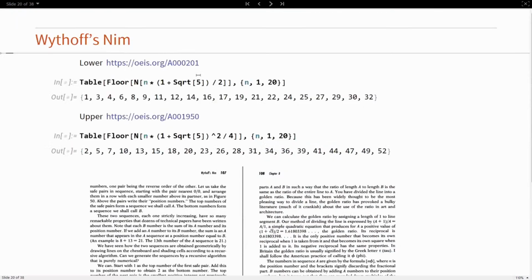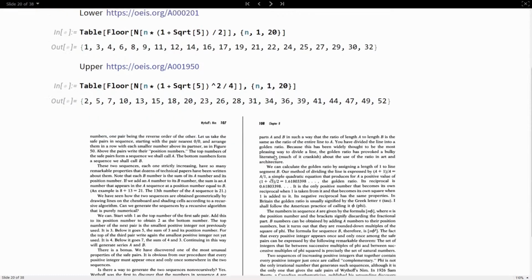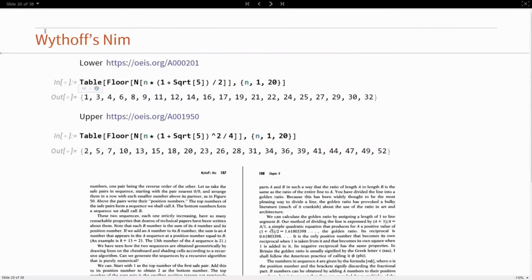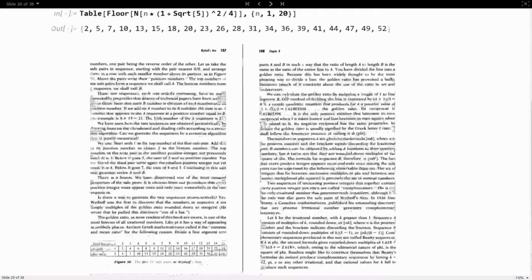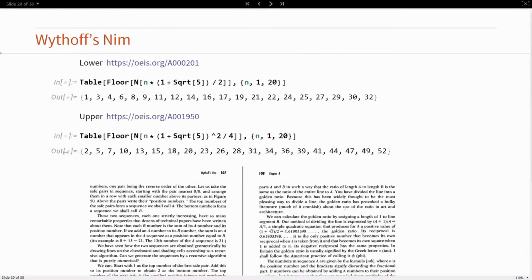One other that he talked about, Martin Gardner, was the Wythoff sequence, a Nim sequence, which is a winning set of moves in a particular game. If you pair these numbers up, 1, 2, 3, 5, 4, 7, these are particular winning pairs for a chessboard-based game, a positional-based game.